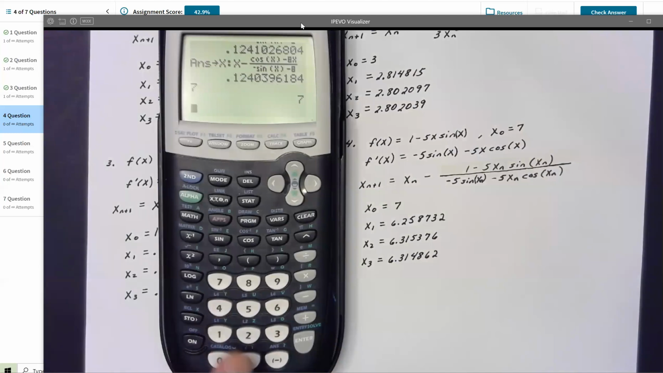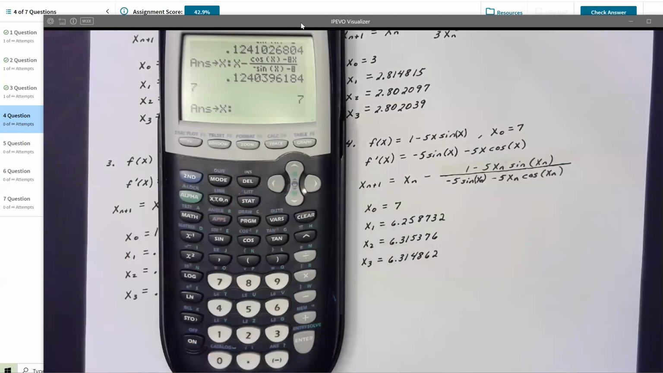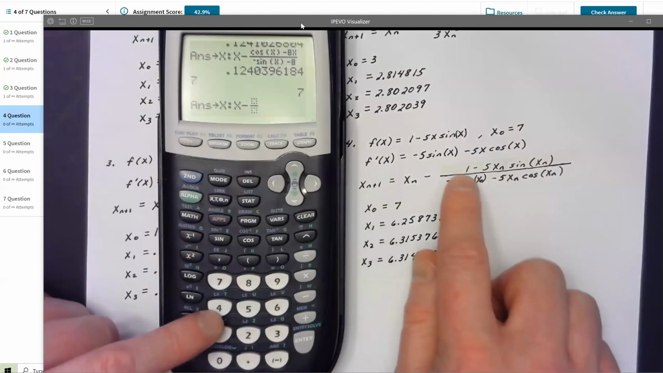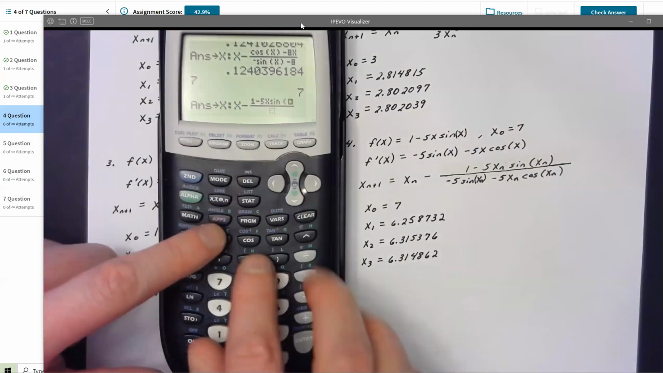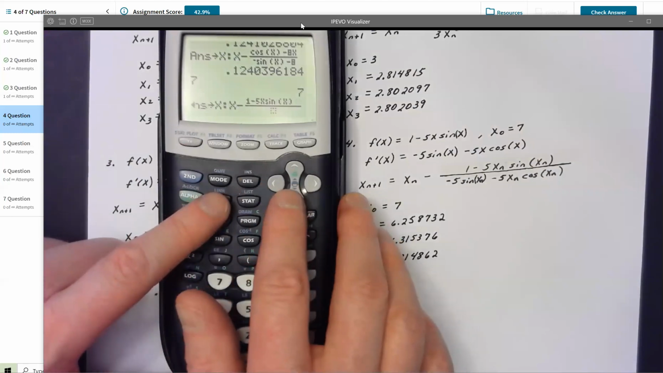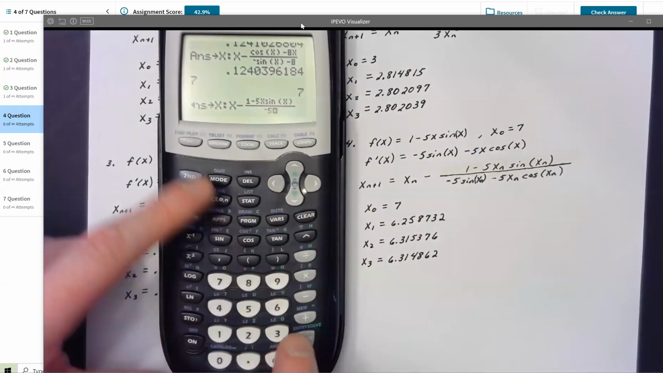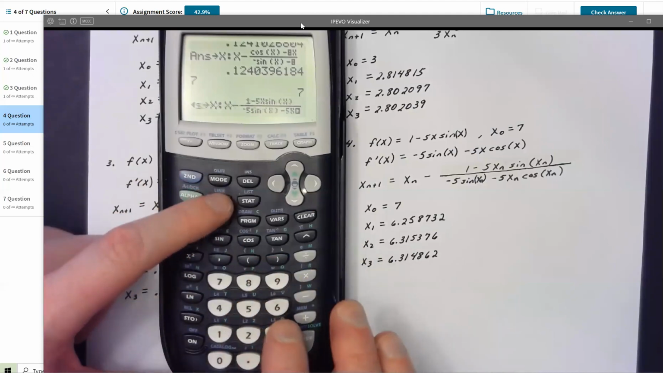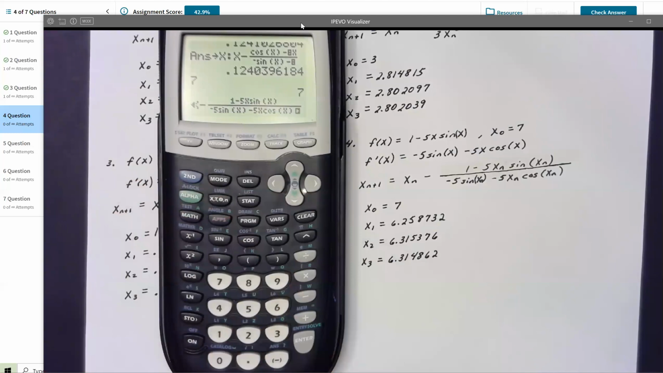And now I'll take that answer, store it in for x, colon, type in Newton's method. X minus the fraction, and I know the fraction is going to have the function in my numerator, 1 minus 5x sine x, close out the angle. And in my denominator, it's going to have the derivative, so negative 5 sine of x, close, minus 5x cosine x, and I'll close that out. So I get my Newton's method function entered in.